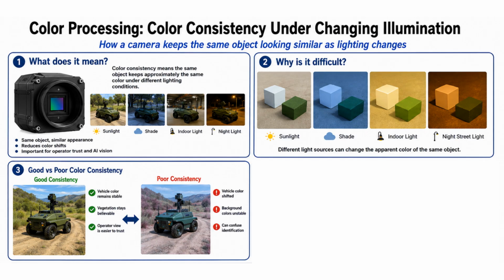This is difficult because different light sources have different color characteristics. Sunlight may appear neutral or slightly warm, shade often looks bluish, indoor lighting can look yellow, and streetlights may create a strong orange cast. Without proper processing, the same white or green object can appear very different under each condition. The camera must therefore continuously compensate for the changing illumination.